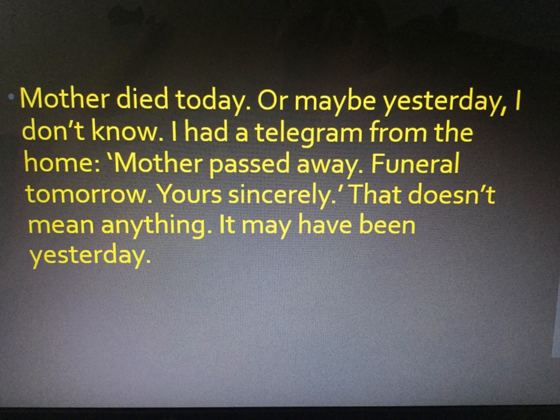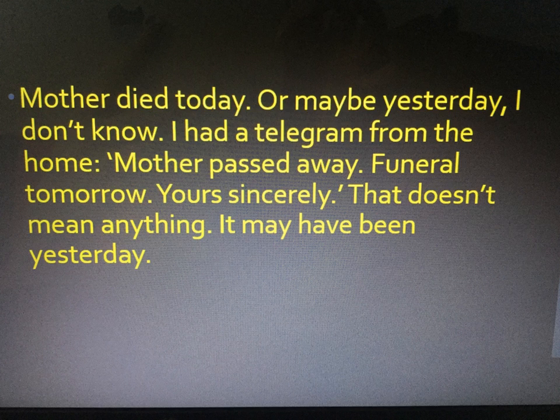We then get, again, like a build-up of short, almost fast-paced sentences. Mother passed away, funeral tomorrow, yours sincerely. As I say, fast-paced. We take in the information very quickly. It's as if the narrator doesn't care. We're getting matter-of-fact type of sentences. And the structure there leads us to wonder why the narrator doesn't care. So is that a slight instance of foreshadowing whereby we're going to find out?